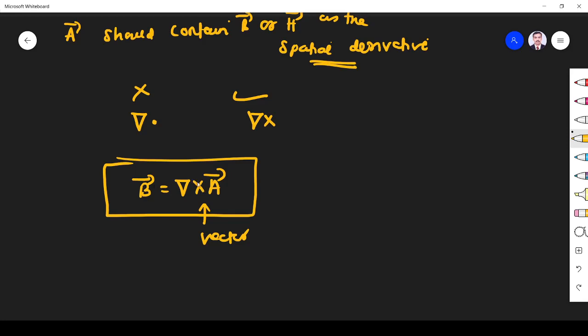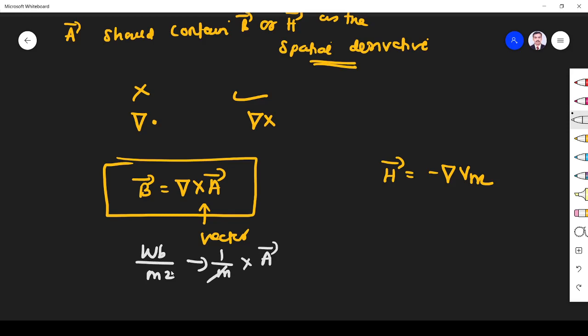So this is the relationship between the vector magnetic potential and magnetic field, which is very important, like the relationship between the scalar magnetic potential and magnetic field, H is equal to minus del Vm. This is magnetic flux density, this is magnetic field. What is the unit of B? We know the unit of B is Weber per meter square, and the unit of del is 1 by m. So what should be the unit of vector magnetic potential A? The meter cancels, it is Weber per meter. So the unit of A is Weber per meter.